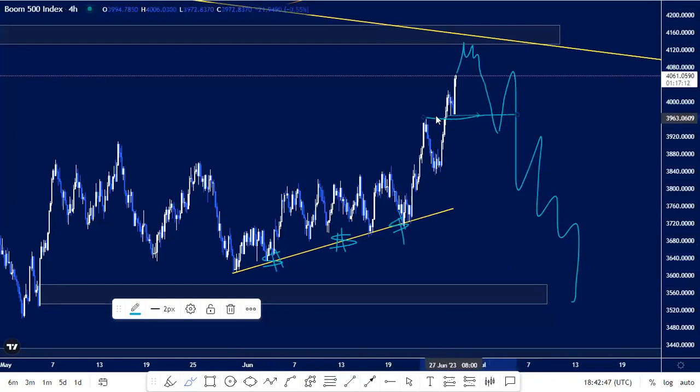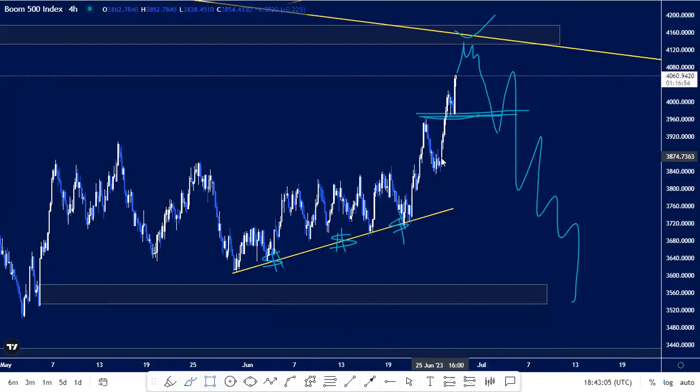But this change of character must happen. The first change of character, it must happen there. 15-minute, 30-minute, it's fine. You enter earlier there. Once that has happened and it comes here and gives us this change of character, know that once this change of character has happened, the market is almost about to pull back.